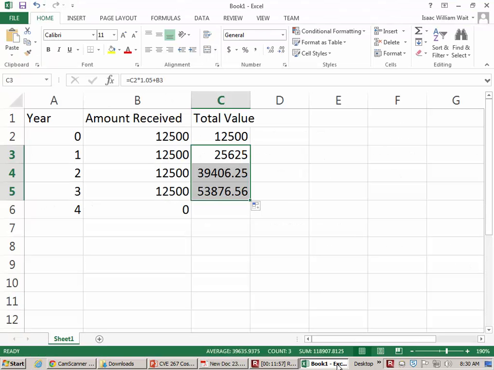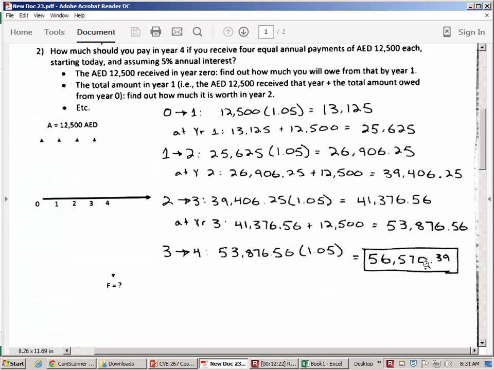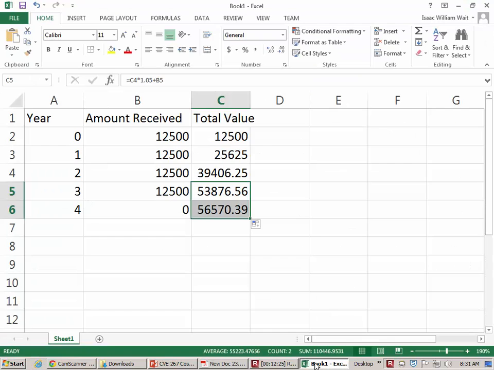53,876. So what it's doing is it's saying you owed this amount before. This is how much you used to owe last year. Now you owe me a little bit more even on that. And you owe me from how much I just gave you. And so now in year 4, it's just only going to have last year's amount being compounded. You don't receive any new. So 56,570.39. Let's see. 56,570.39.